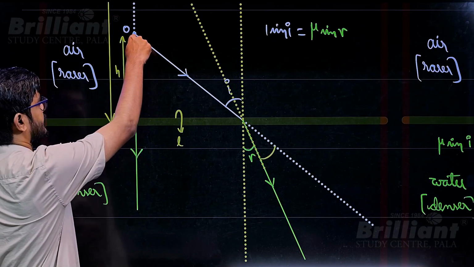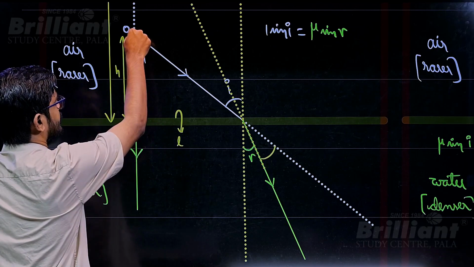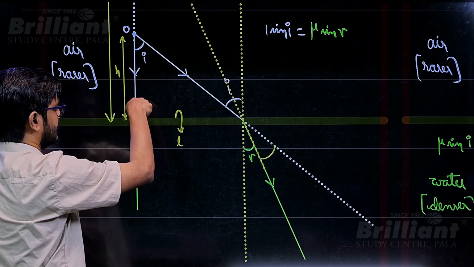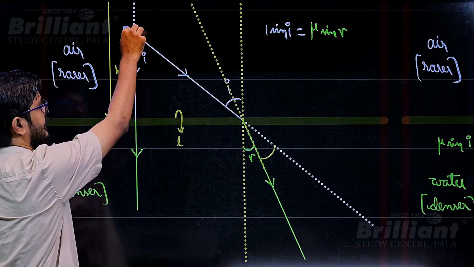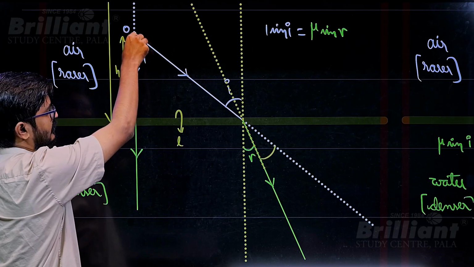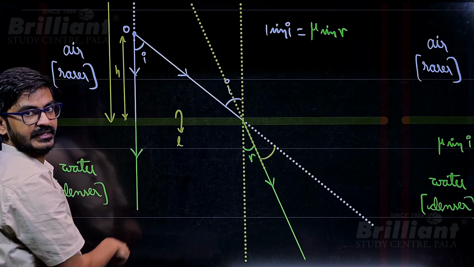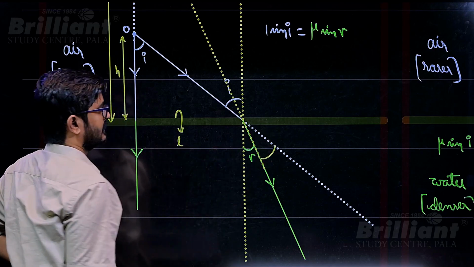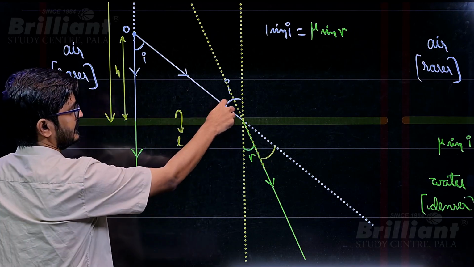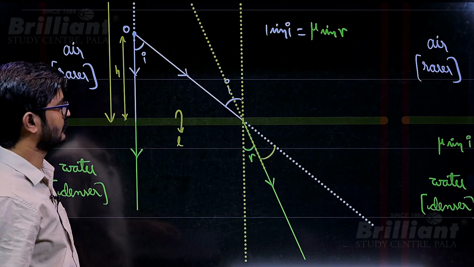If there is an object here, if I talk about the ray which is going in this direction, it will go undeviated. This is air and this is water. An object is in air and the rays are coming from that object into water. This ray will go undeviated. This ray will be bending towards the normal. Now I have drawn this ray at a bigger angle, but we are talking about only smaller angles.